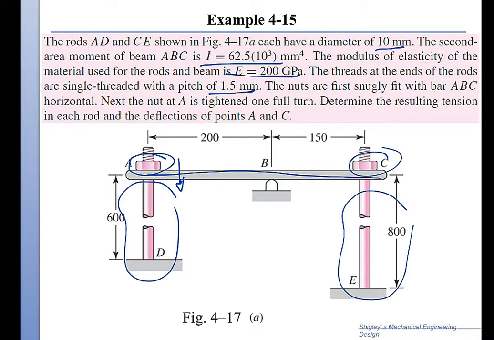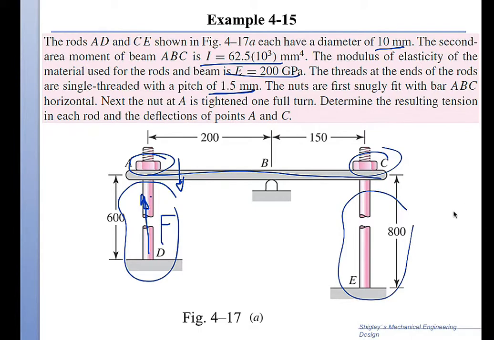If it goes down 1.5 millimeters, then it's going to cause a force in the tension member, and this force, F, has to produce another deflection or another extension in this member here.